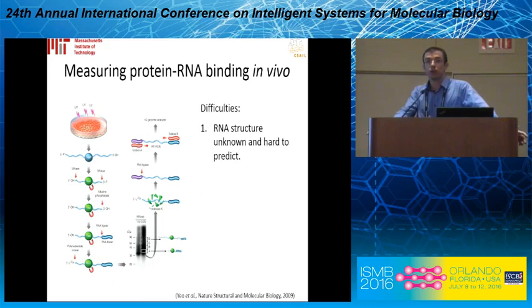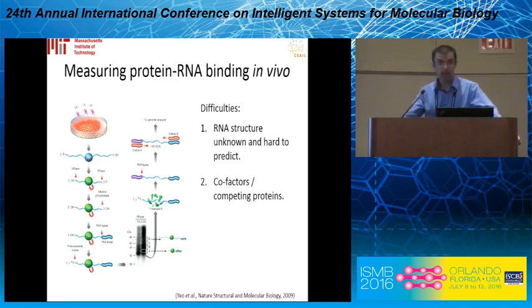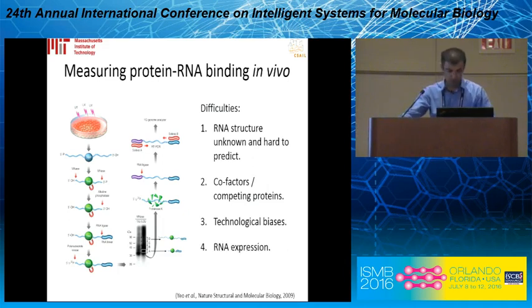First, when we look at the mRNA in vivo, it is usually a long molecule, and that means that it's hard to predict its structure. As well, there are many confounding factors that affect the structure of the RNA. So even when we do the prediction, we don't get an accurate prediction of the structure. Second, we may have cofactors that bind the protein together as a complex, or competing proteins that affect the binding of the protein to a specific molecule. We may have many technological biases in the processes of this protocol, and we also need to measure the background sequence to know what the expression of the mRNA or RNA was that was available for binding.